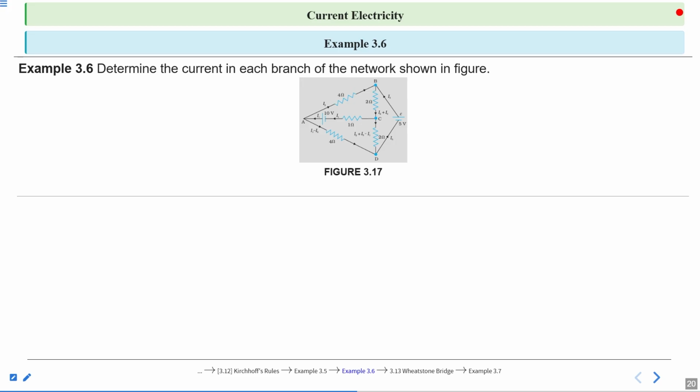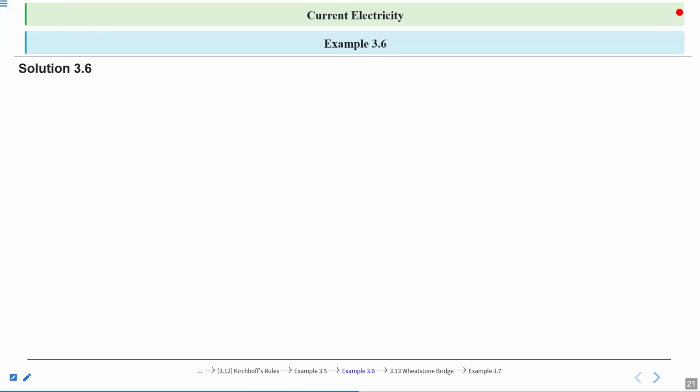So this is figure 3.17. We have to determine the current in each branch. So let's see the solution.